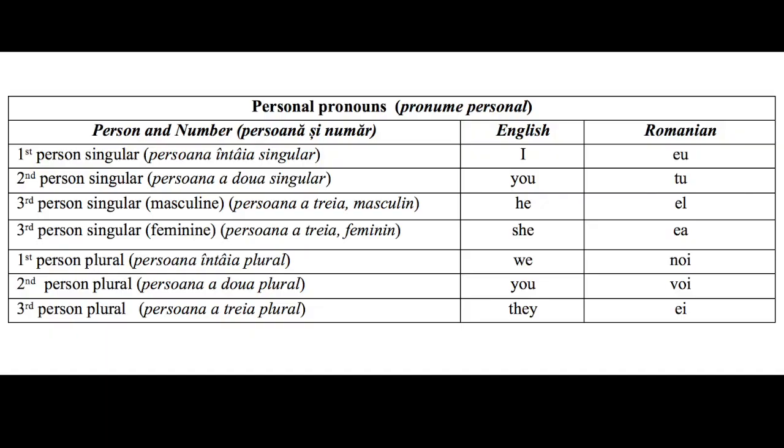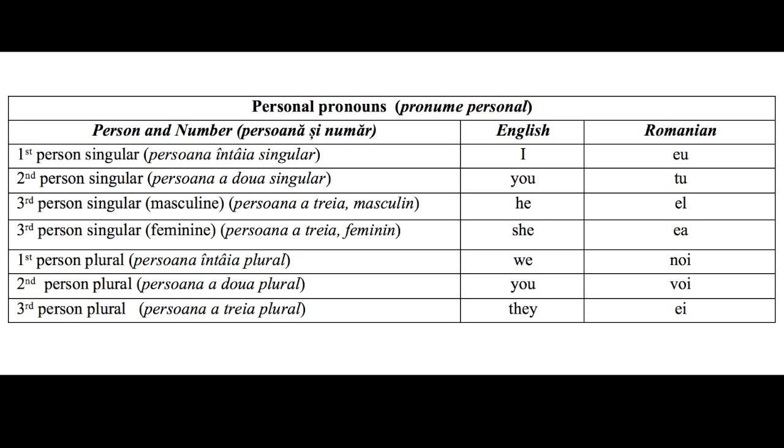On the left, we have the person and number, persoană și număr, and on the right, we have the English and the Romanian translations. Let's start. Persoana întâi singular, I, eu. Persoana a doua singular, you, tu. Persoana a treia masculin, he, el. Persoana a treia feminin, she, ea.